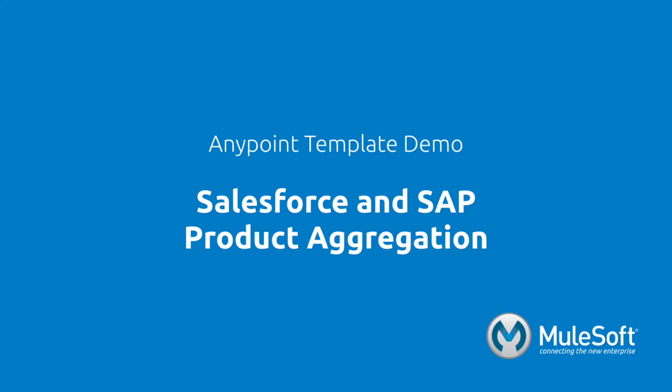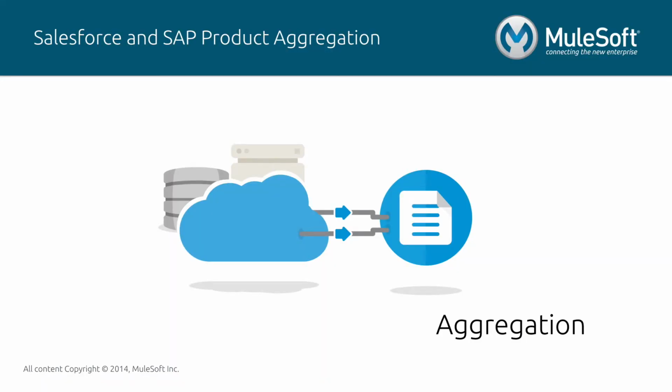This demo will showcase our Salesforce and SAP product aggregation template. The aggregation pattern is the act of getting data from multiple systems and inserting into one. Aggregation is useful when building APIs that get data from multiple systems, creating reports or dashboards across multiple systems, preparing data for compliance or auditing purposes, and many more.